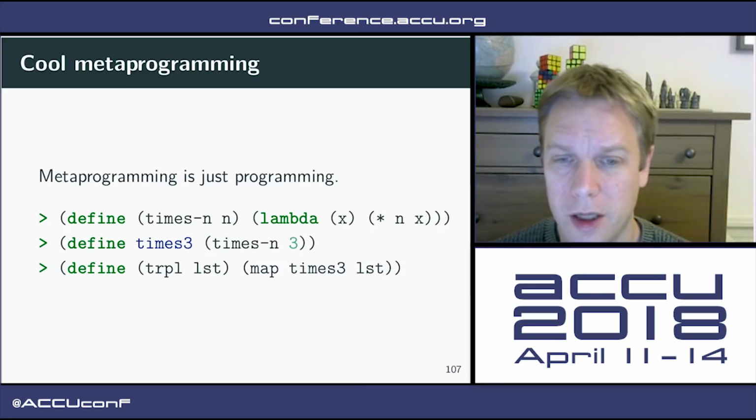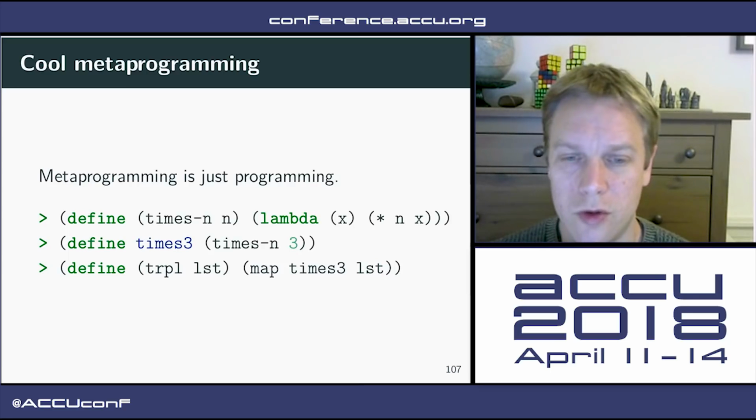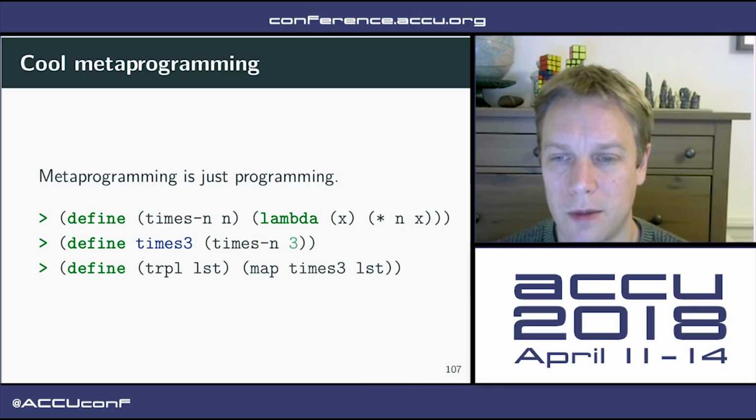And then let's do it again. Let's define a function called triple, which takes in a list, and then the body of that function calls map, passes in times 3 as the function for map, and list as the list to apply it over.